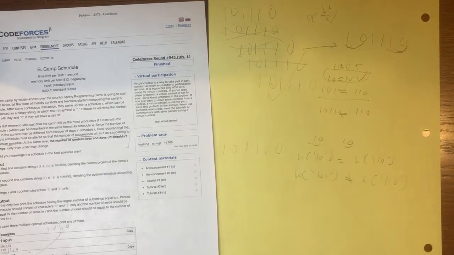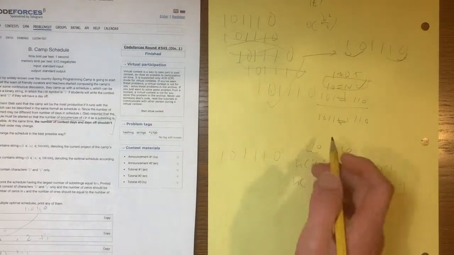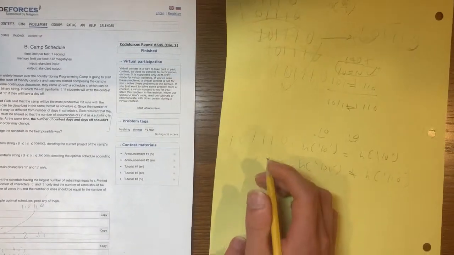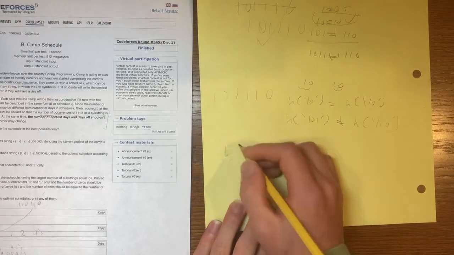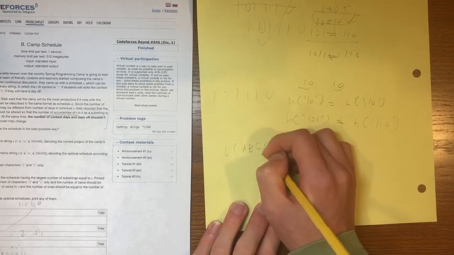So that's just a nice thing to put in your program. But now to the hashing part, right? How do you represent a string? If you represent a string in terms of a number, let's define a hash function. Let's call this string ABCD.